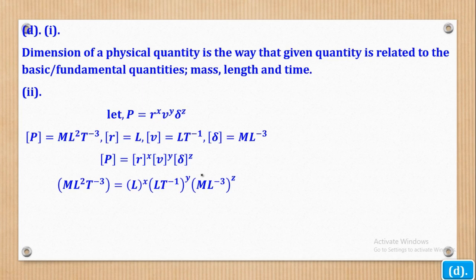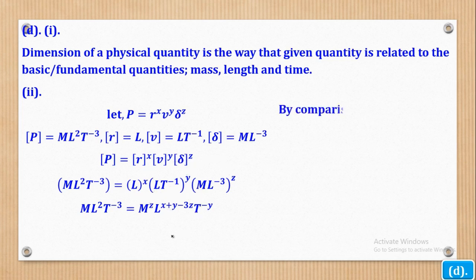The next is to remember the laws of indices. Same base, you add the powers. So here there is this L, there is this L, and there is this L. So this L has X, this L has Y, and this L has negative 3Z. So that is why you see here X plus Y minus 3Z. For M it is only 1, which has a power Z, and for T it is only 1, which has a power negative Y.